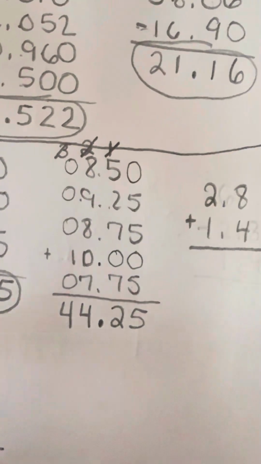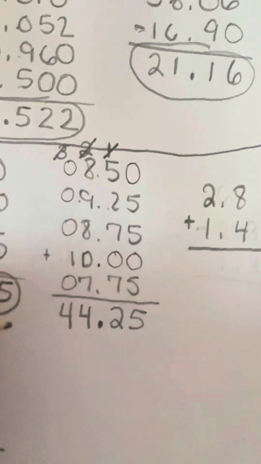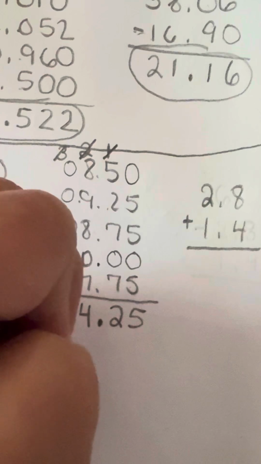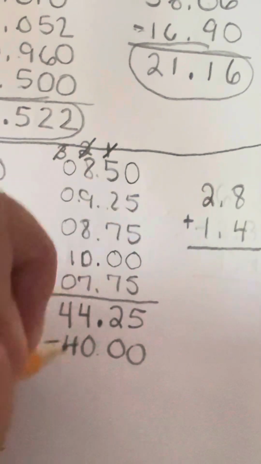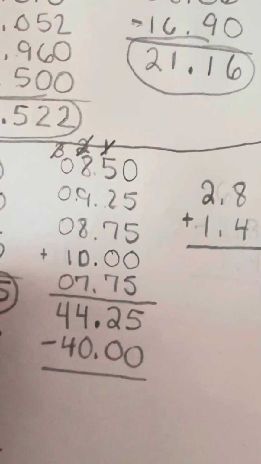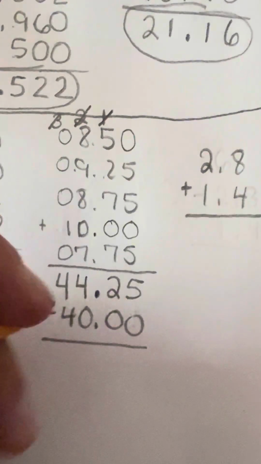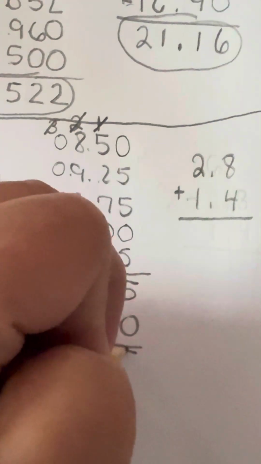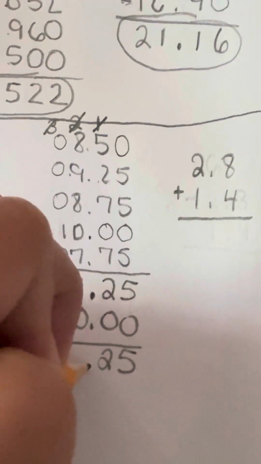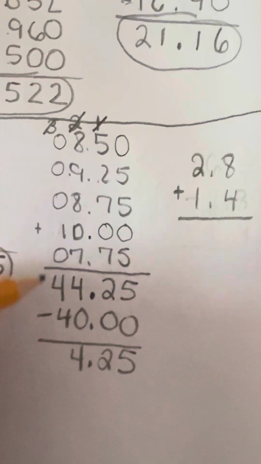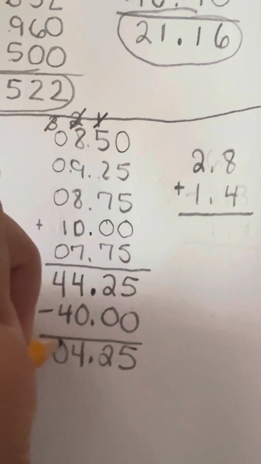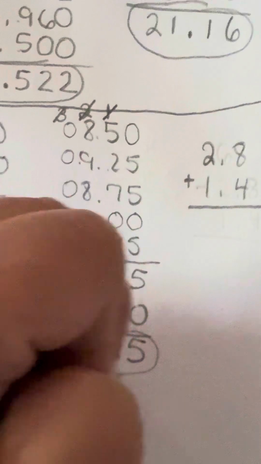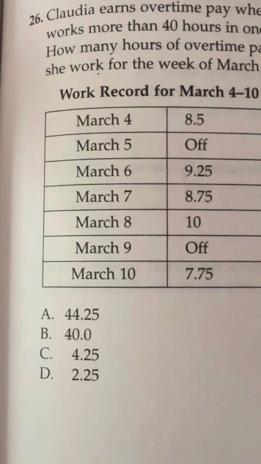So in order for us to figure that out, we're just going to take the 44 and 0.25 hours, and we're going to subtract 40 hours from that in order to figure out how much she actually worked extra, which hopefully you can do in your head without having to do this. But 5 minus 0 is 5, 2 minus 0 is 2, 4 minus 4 is 0, so it is 4.25 hours, or option C.